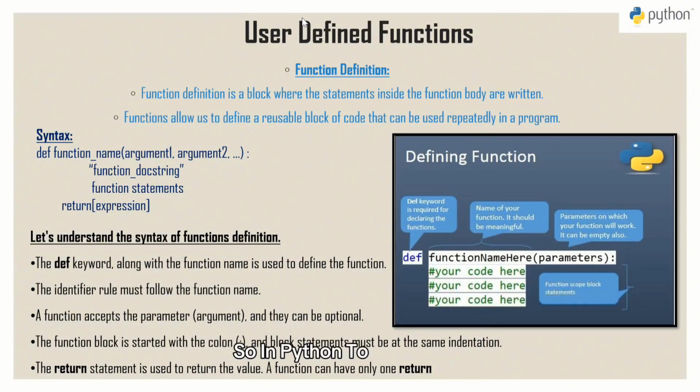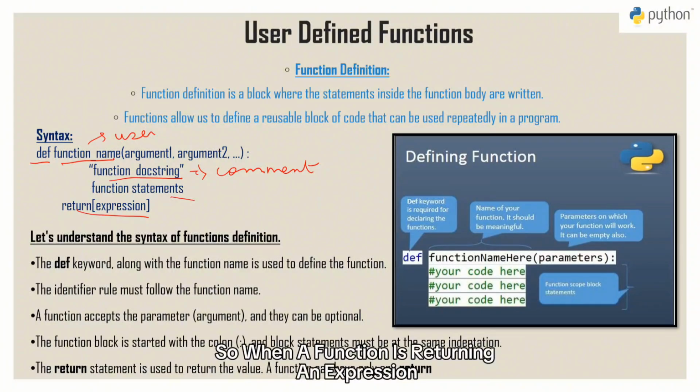So in Python, to define user-defined functions, we need to use a keyword def. Then the name of function that is given by user, and arguments. Function docstring works like a comment. If I want to explain what my function is, I can always use this function docstring, which is included in double quotations, then my function statements and return expression. So when a function is returning an expression or a value, we can call that function a fruitful function.